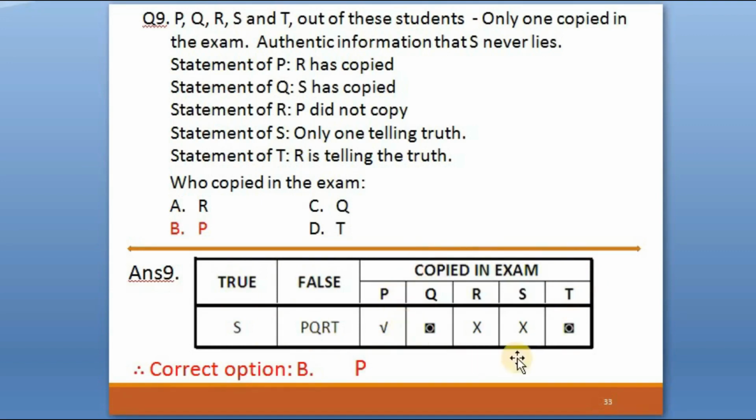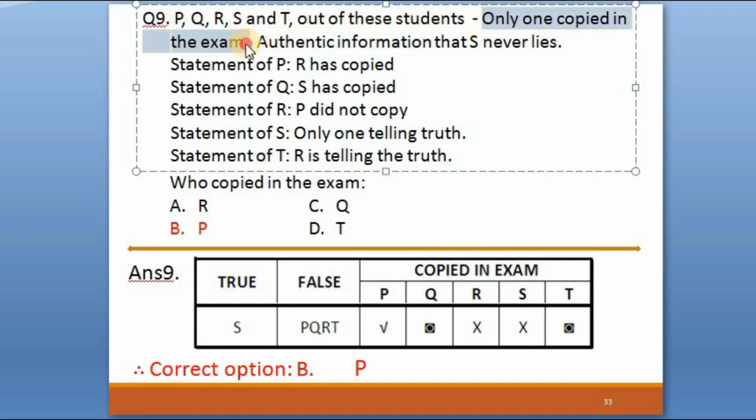Now, as per this condition, if we carefully study, out of these 5 students, only one has copied in the exam. This is one piece of information, that only one has copied. And the second authentic information is that S never lies, right? So S never lies means S always speaks the truth. So this is the condition we have been given. So if S always speaks the truth, then let's see what S is saying. S is saying that only one is telling the truth.